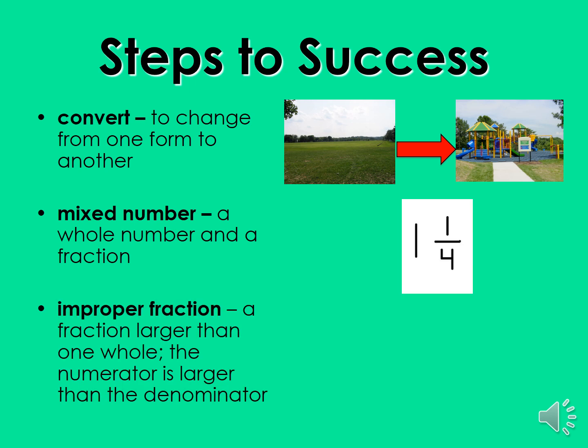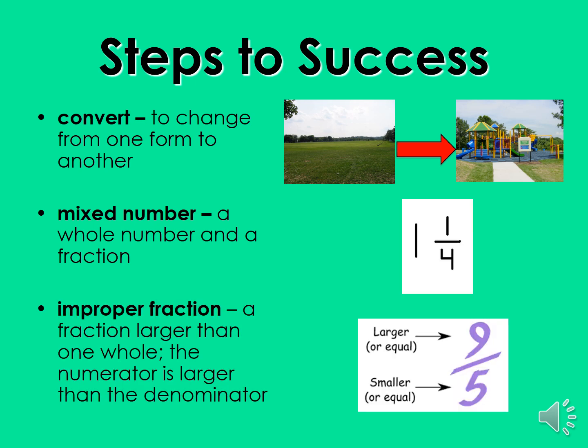So a mixed number is a number where you've got 1 and a quarter. So you've got a number and a fraction. So like this top one here. This is a mixed number because it's 1 and a quarter. So what this really means is 1 and a quarter, not 1 quarter, but 1 and a quarter.